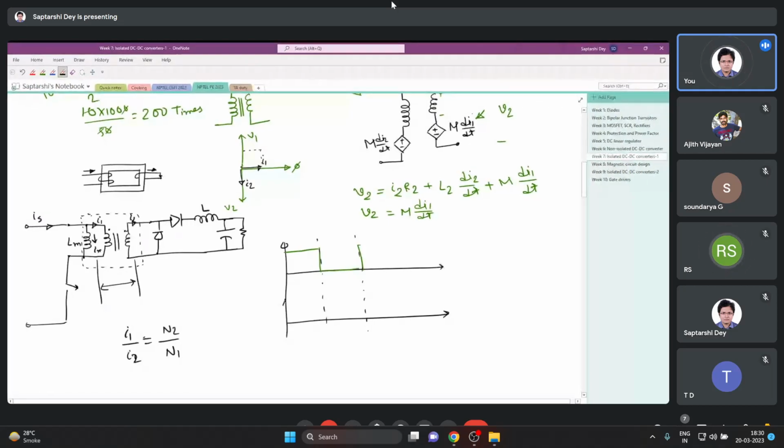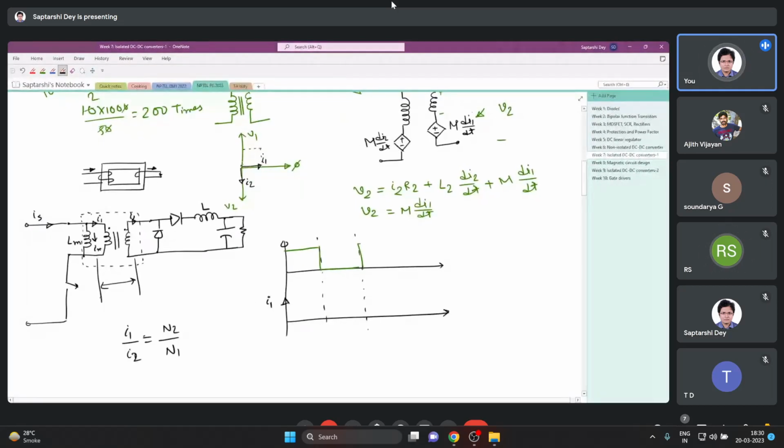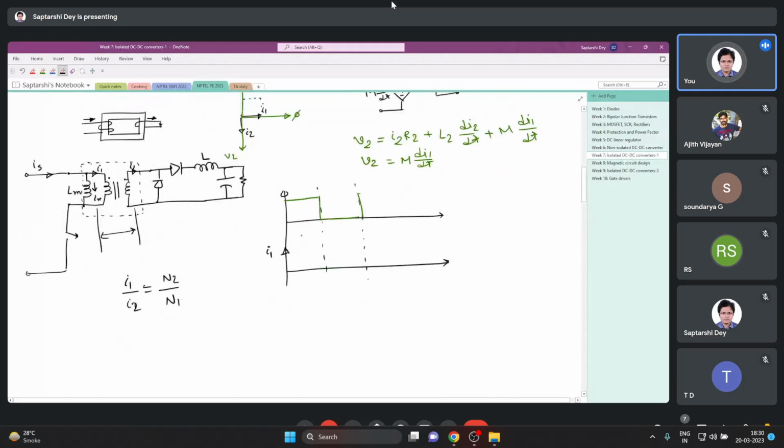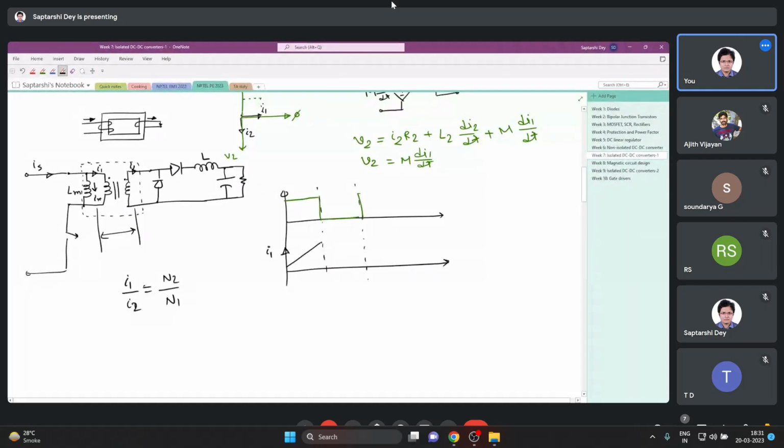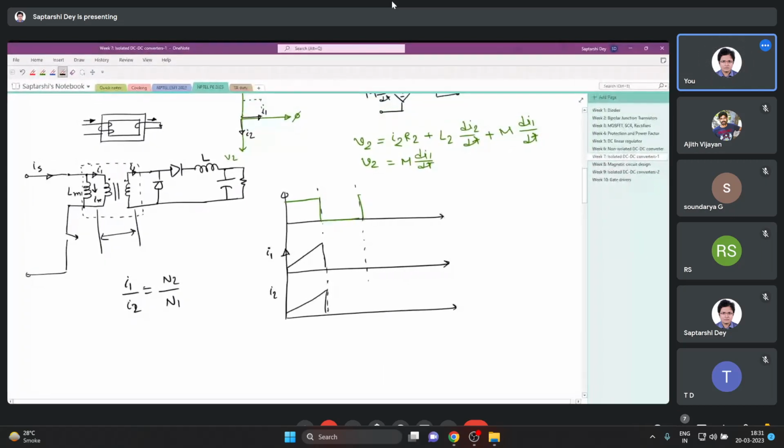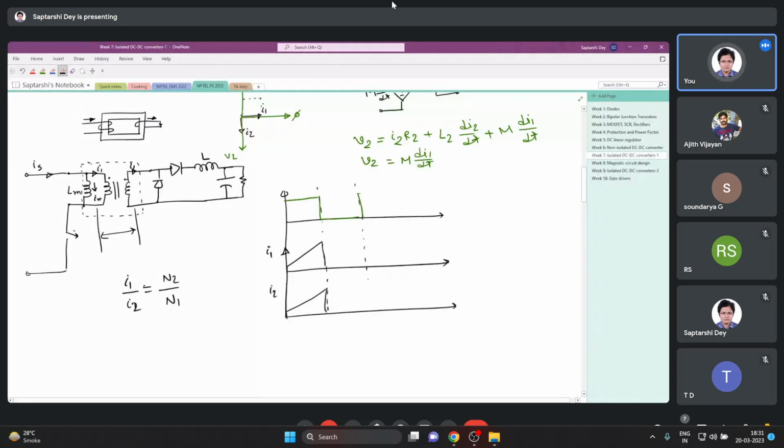It doesn't matter whether the transformer is ideal or not, the I1 will look like this. And similarly I2 will look like this. They are linearly related. But the thing is, when this switch was closed, this current built up in this magnetizing inductance.